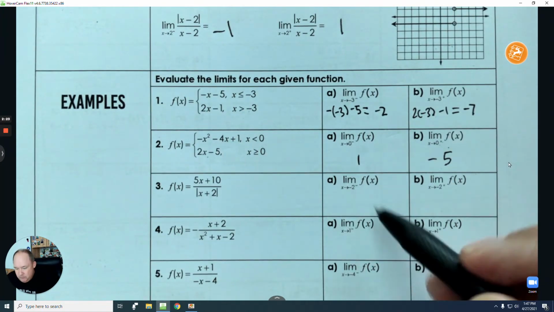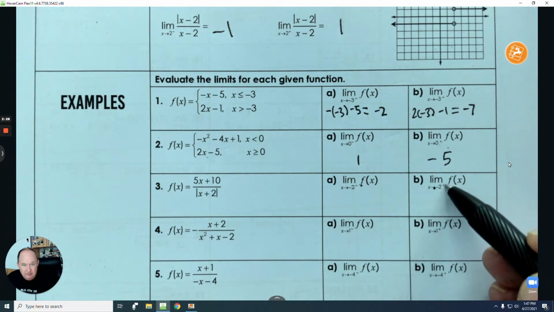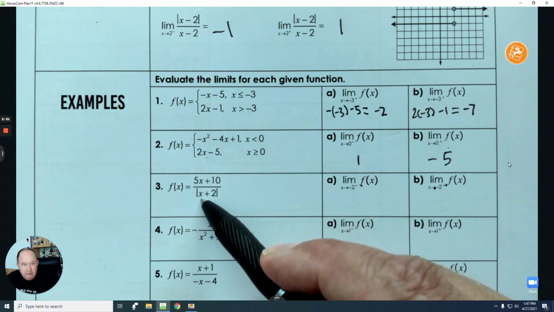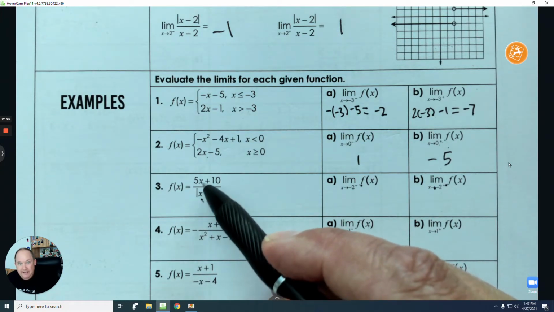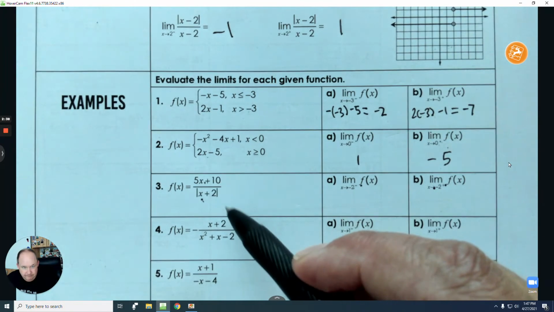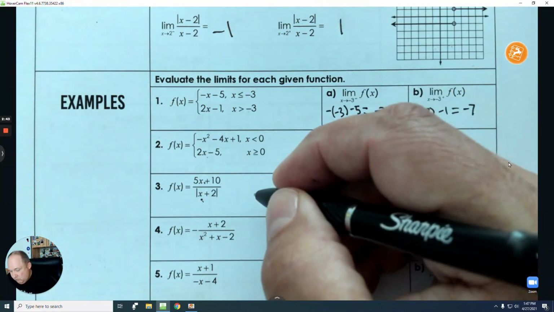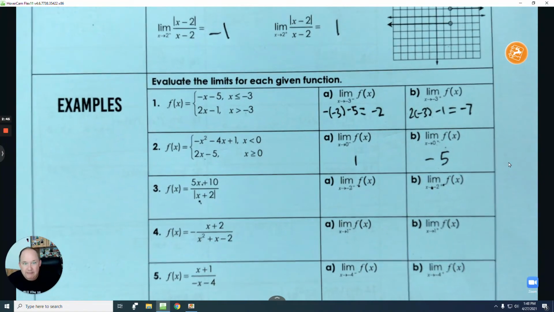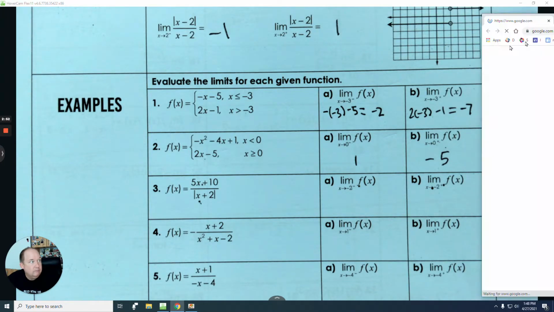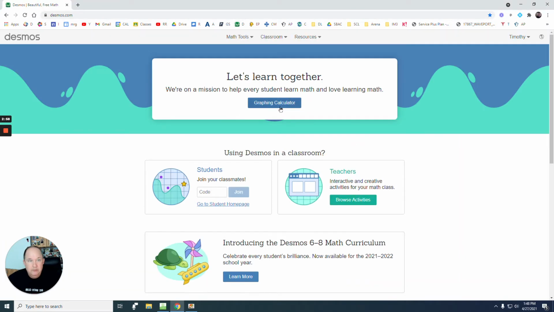Number 3, -2 from the left compared to -2 from the right. If you think of this from the right, you would get a positive answer. So if I simplify this, what's the answer going for? Let's look at the graph of what it would look like.